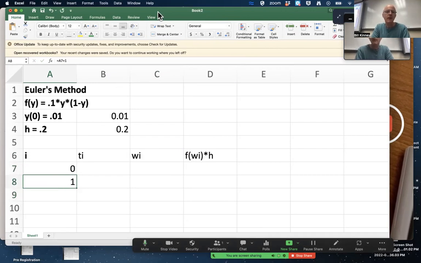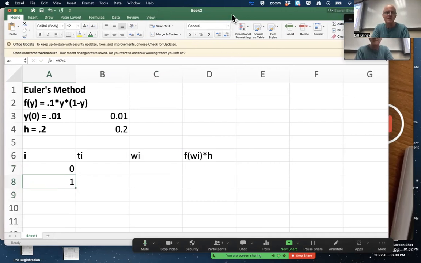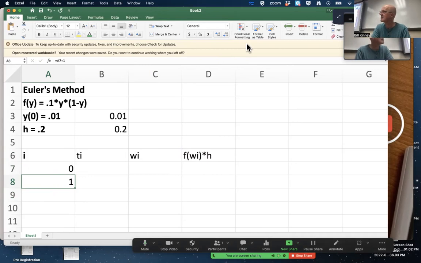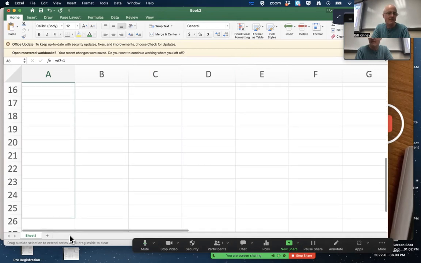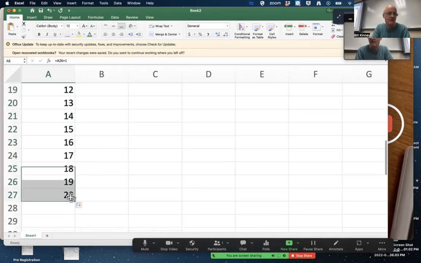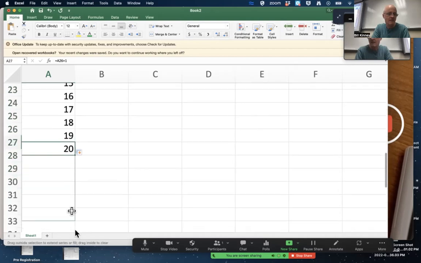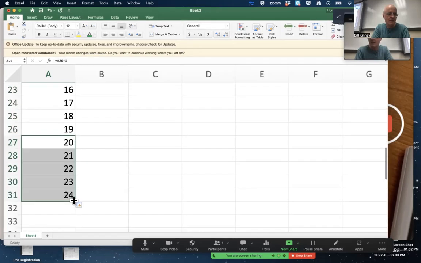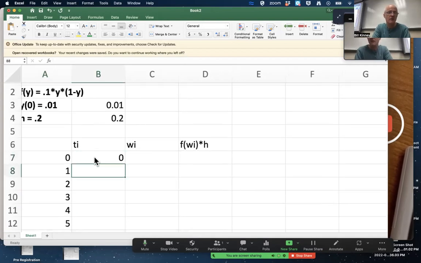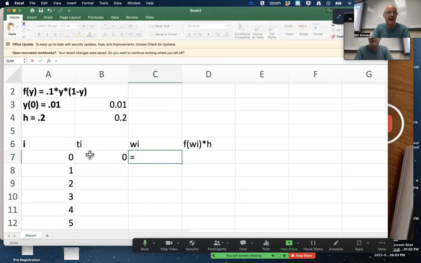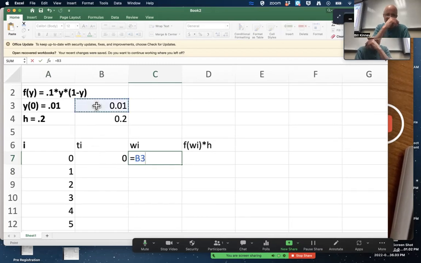How far out in time do we want to predict? Well, let's try 5 years. So h is 0.2. We got to go 5 steps per year. So 25 steps. One more. Ti starts at 0. Wi starts at, what's in cell B3?